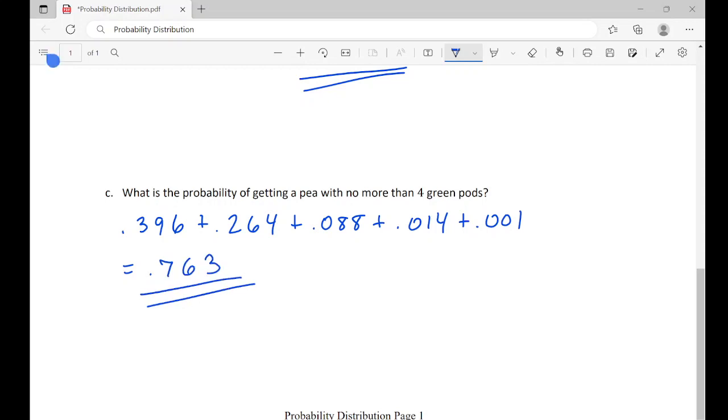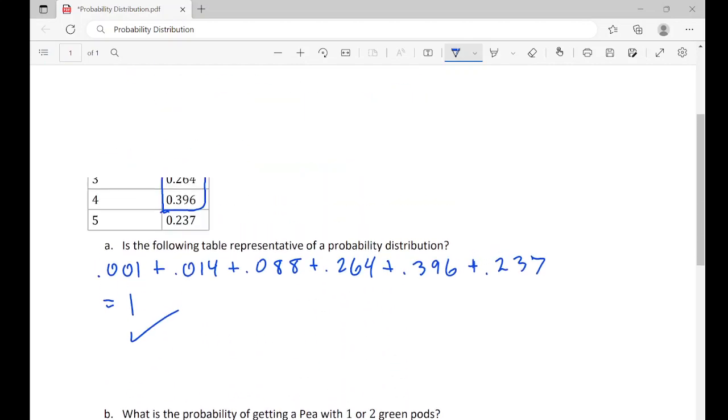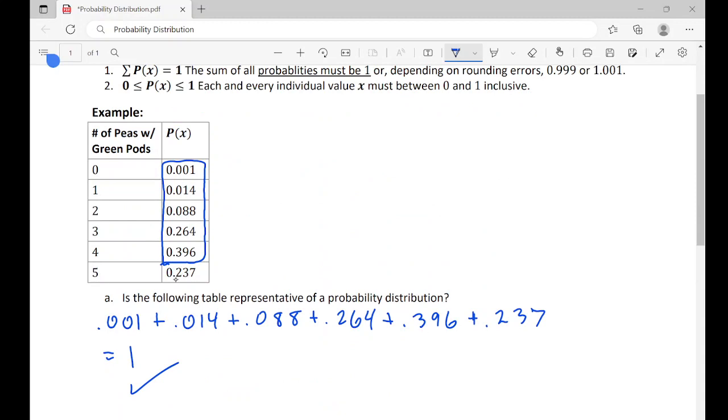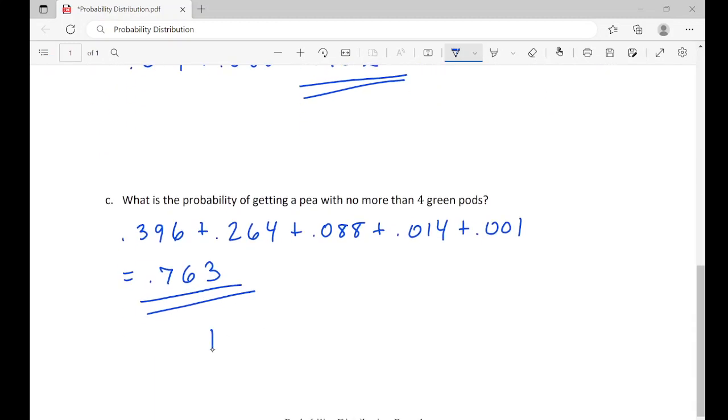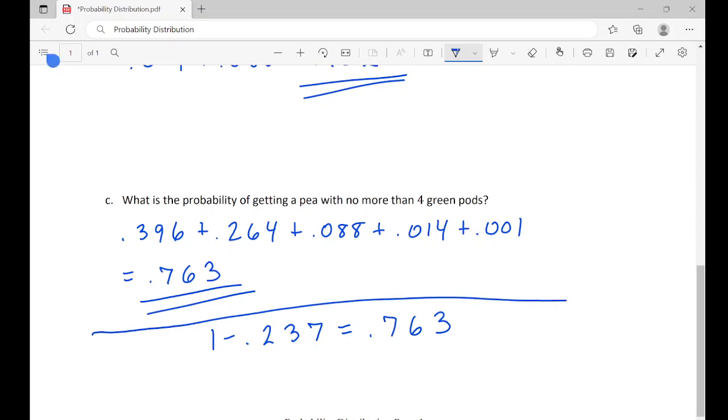Now, just as an aside, if you wanted to, you could even have used the complement rule here. We can see that the only thing we don't want is 0.237, and we know that all the probabilities add up to 1, as we did in part A. So we can take 1 minus 0.237, and if you do that, you would have gotten the exact same answer of 0.763. So whichever way you would want to do it, it works just fine.